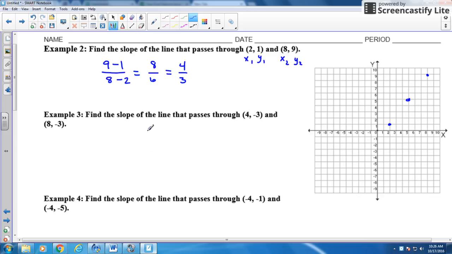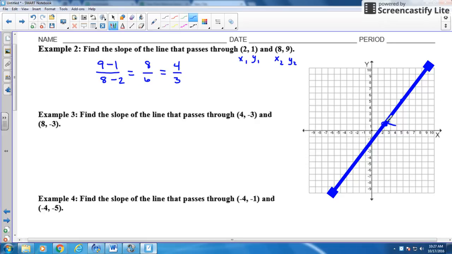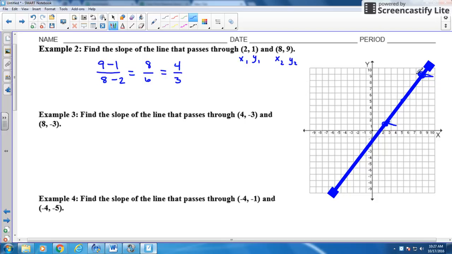Okay, let's finish that. Let me see if I can draw a line here. That's a big line here. Okay, so there's that example. And to make clear where our points were, since that's such a big line, we had a point there, and then we had another point up here. Okay.